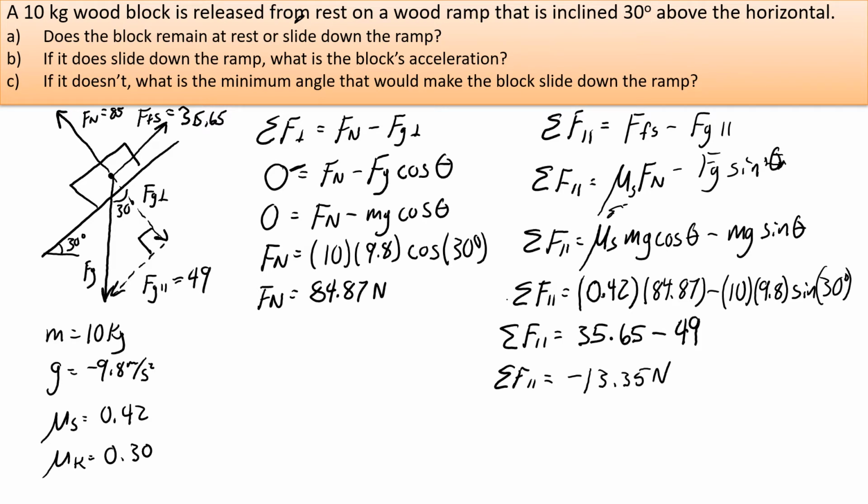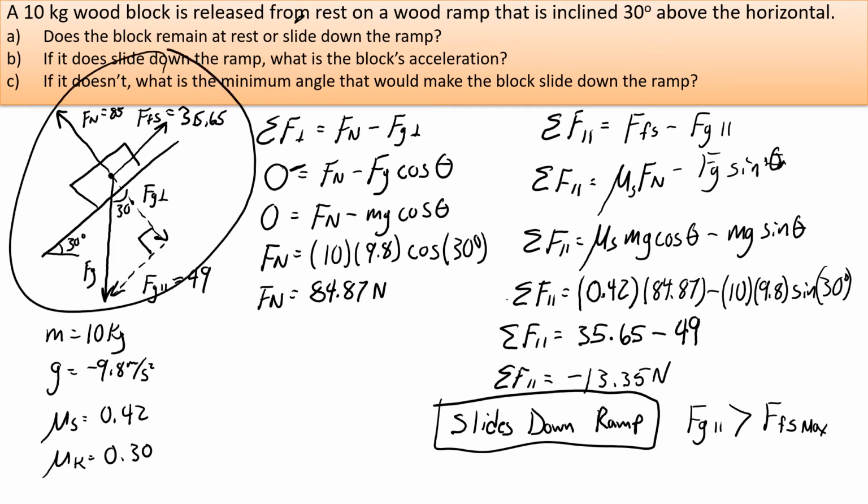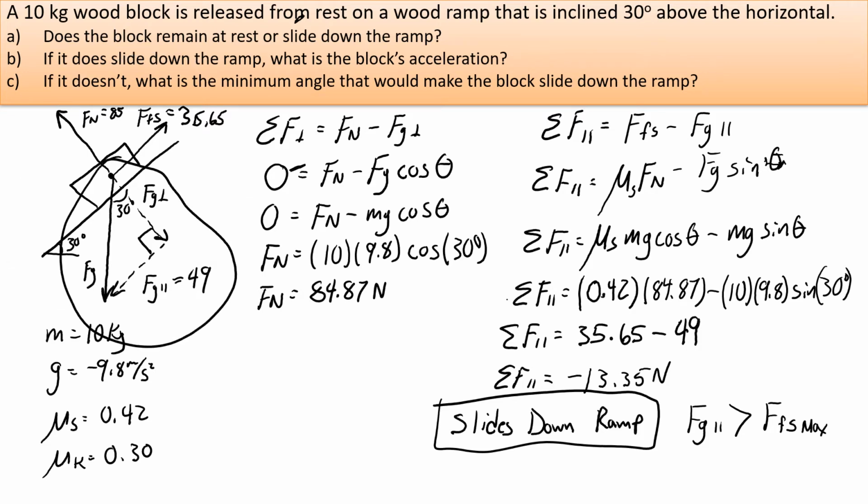And then it starts sliding down the ramp because Fg parallel is greater than the maximum static friction. So the parallel component of the weight is enough to overcome that. I said that multiple times already. Hopefully you get it. Now, part B, if it does slide down the ramp, what is the block's acceleration? So now this thing is moving, okay? Gravity didn't change. So those components are still the same. The angle is still the same.